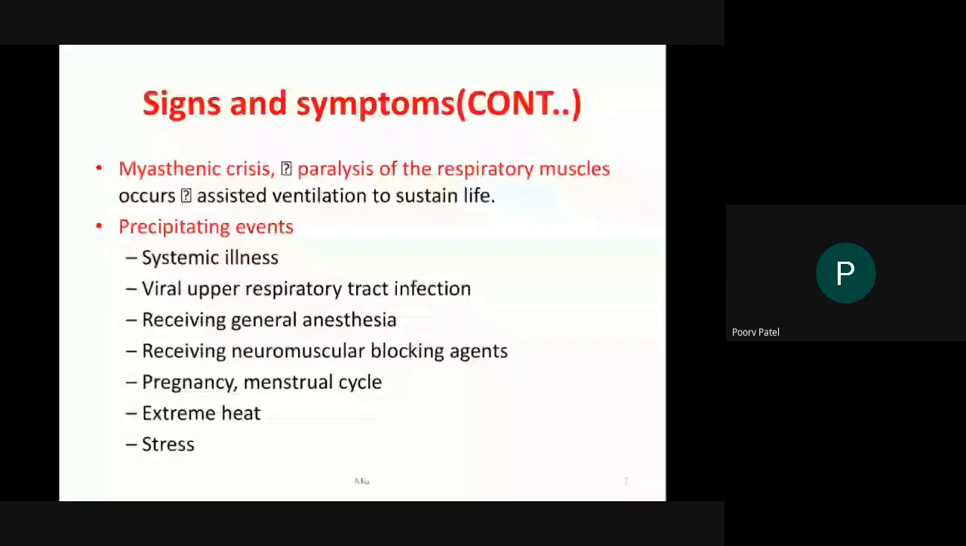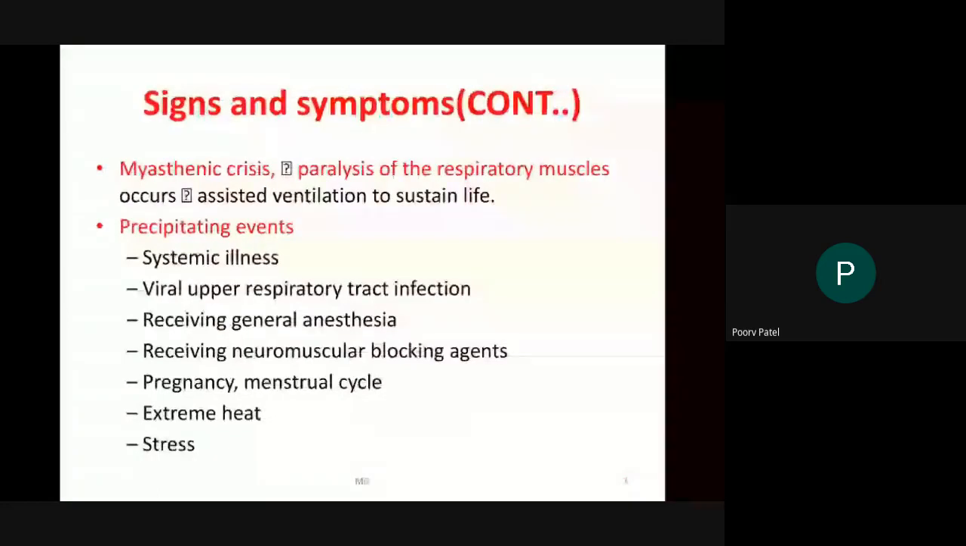Myasthenic crisis is something we talked about: the patient suddenly has a myasthenic crisis, crisis as in an emergency condition, and the patient will have paralysis of the respiratory muscles. If the patient has paralysis of the respiratory muscles, there are chances he will need ventilatory support, and if not, he or she can even die. The main triggers are stress, extreme heat, like the Uhthoff phenomenon in multiple sclerosis, infection, so systemic infection, viral upper respiratory tract infection, receiving general anesthesia, neuromuscular blocking agents, and pregnancy.